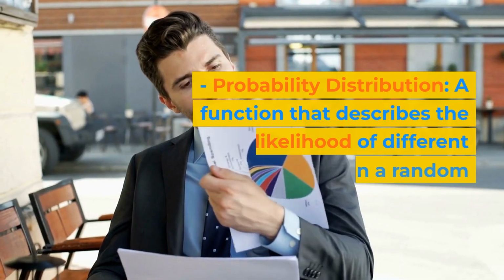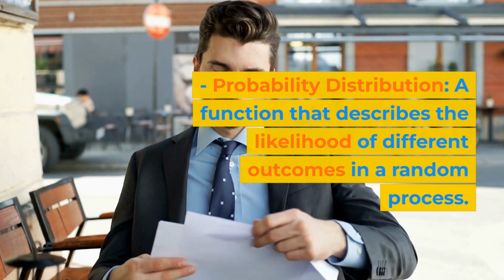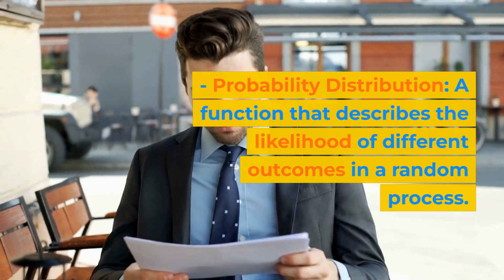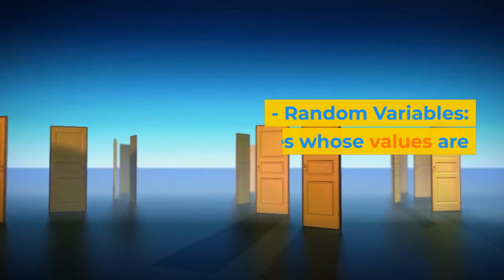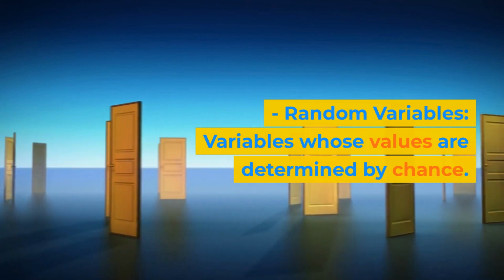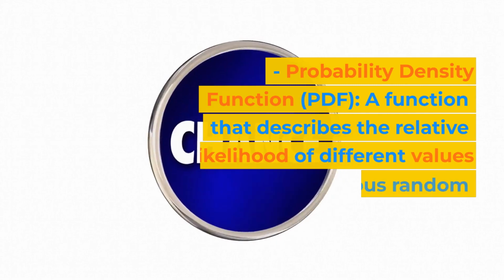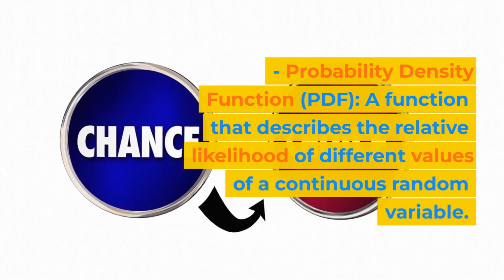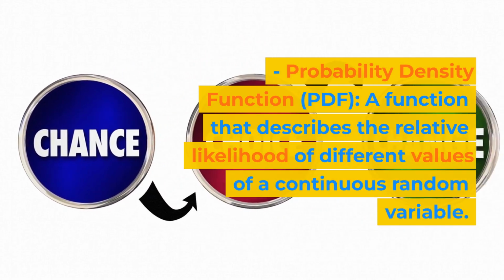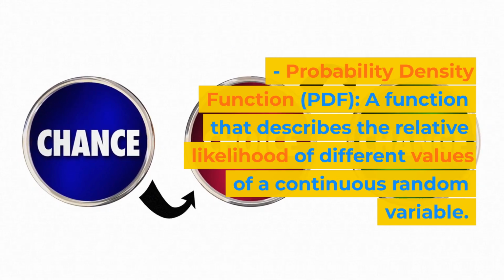Probability distribution: a function that describes the likelihood of different outcomes in a random process. Random variables: variables whose values are determined by chance. Probability density function, PDF: a function that describes the relative likelihood of different values of a continuous random variable.